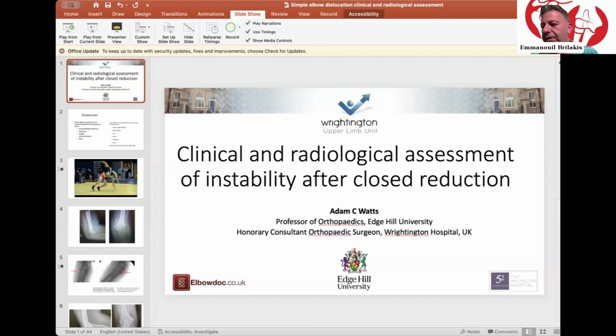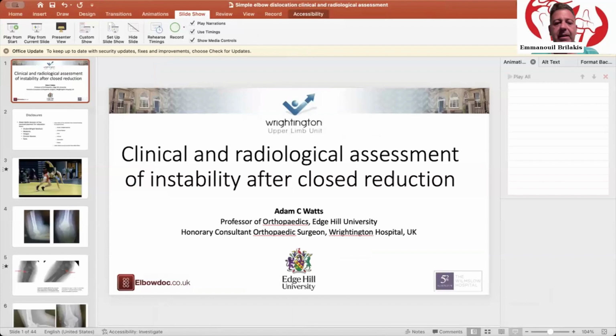So with no further delay, I would like to present Professor Adam Watts from the UK, and he will present the clinical and the radiological assessment of instability after closed reduction.